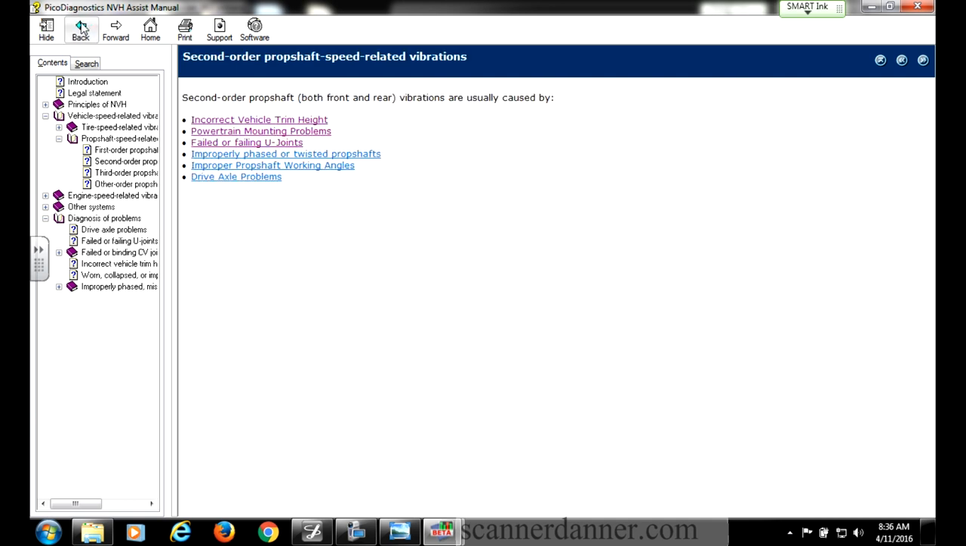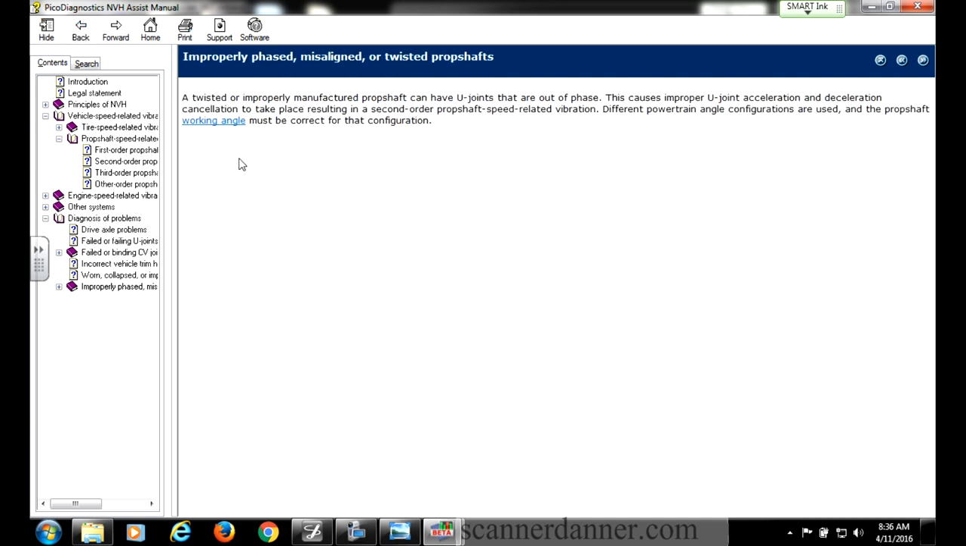So, pretty sweet. Improperly phased or twisted. A twisted or improperly manufactured prop shaft can have U-joints that are out of phase. You guys know what that means, an out-of-phase U-joint? When you have a split drive shaft and you have two pieces, if you don't line the yokes up like they're supposed to, they will vibrate. They're designed that way to cancel each other out. That is not an issue for me.